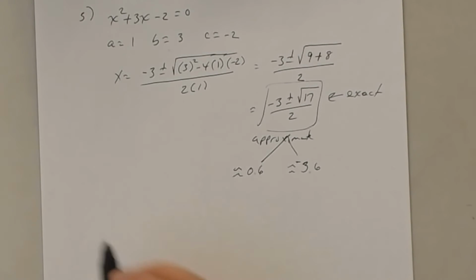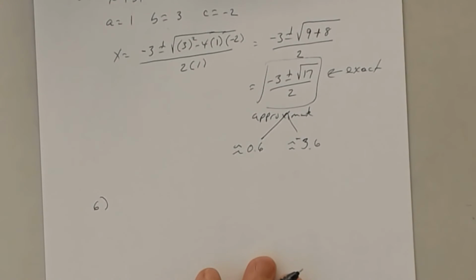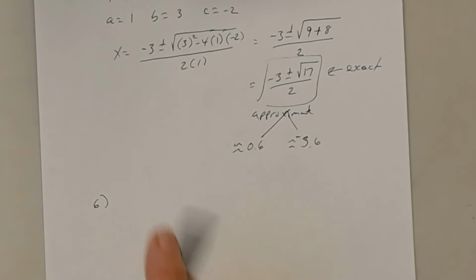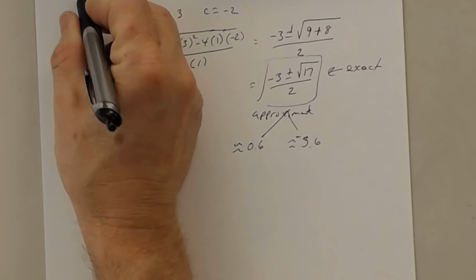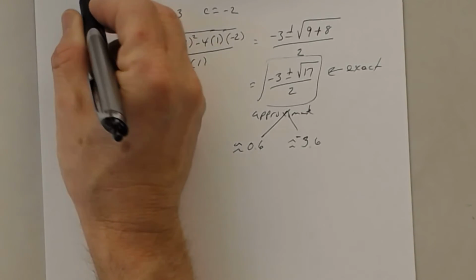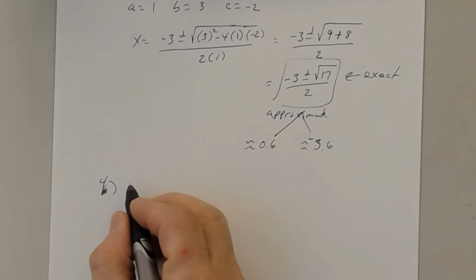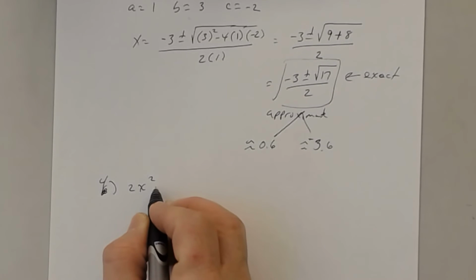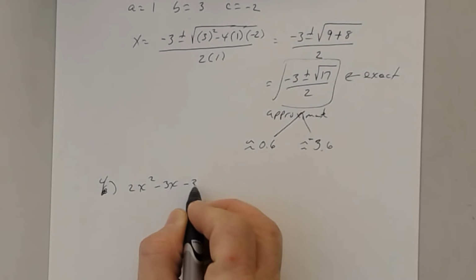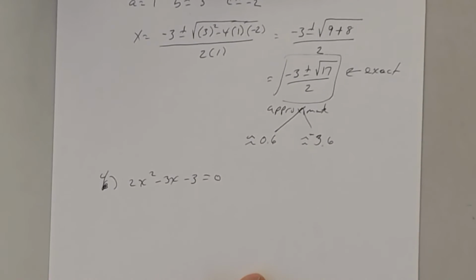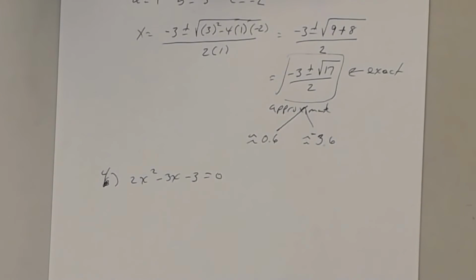All right. Let's do number 6. I'm sorry. Number 4. Sometimes I can't read my own handwriting. So that's 3. This is 4. All right, number 4. You have 2x squared minus 3x minus 3 equals 0.